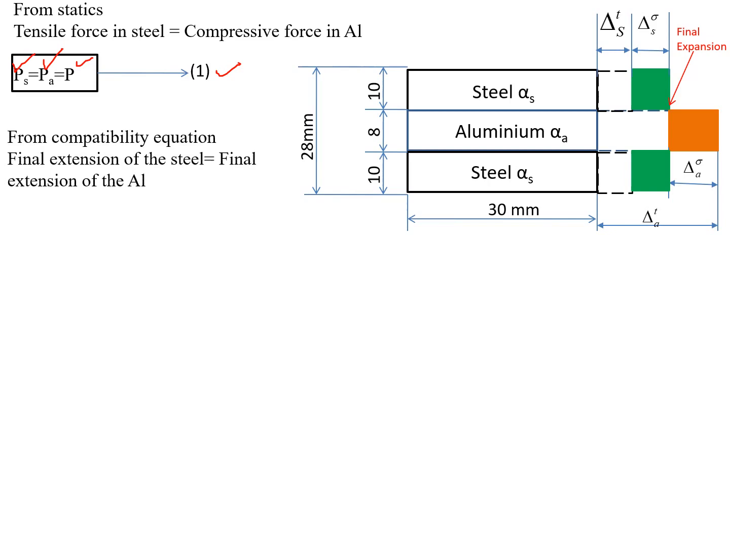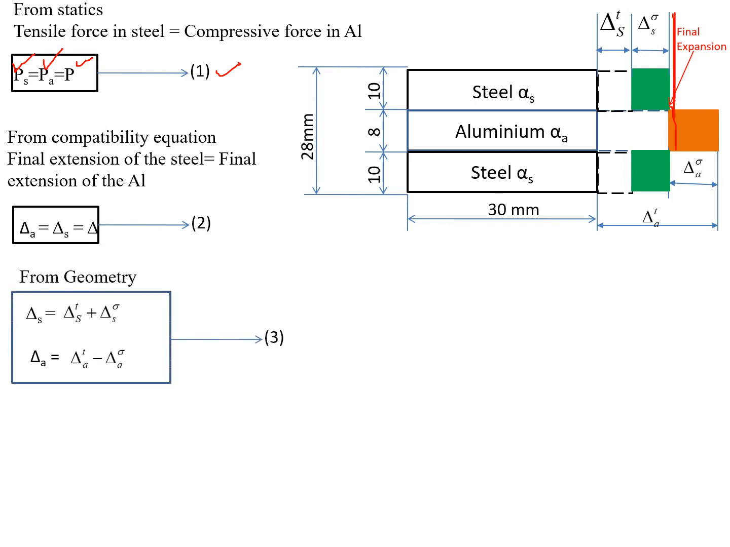The second condition is the compatibility equation. We know that the final expansion in the aluminium and the final expansion in the steel will both be equal. Let us consider delta A, the final expansion in the aluminium, equal to the final expansion in the steel, delta S. Let us consider this as equation number 2.